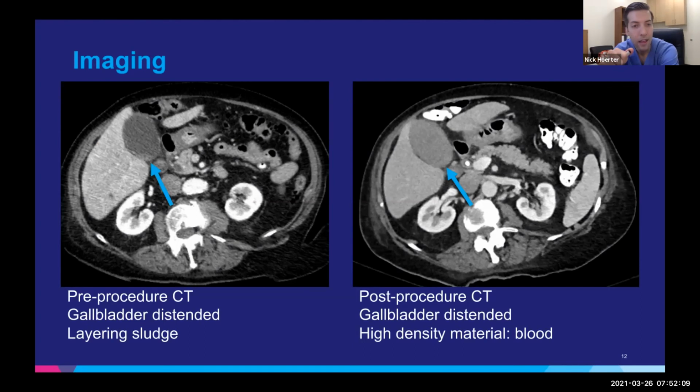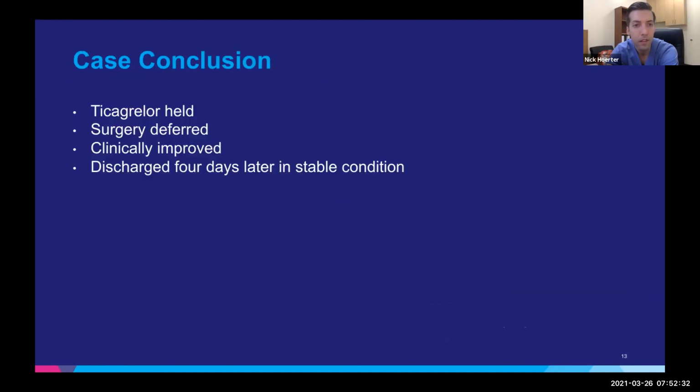And just to compare, on the left was the CT the day before the procedure, and we saw again the gallbladder with some sludge. On the right, you can notice a density change between this pre and post image. On the right, this was after the procedure, and now there's high density material filling the gallbladder, which was presumed to be blood. So we actually diagnosed her with hemorrhagic cholecystitis. The reason probably she was jaundiced is that blood from the gallbladder can flow into the duct and clot and then cause biliary obstruction.